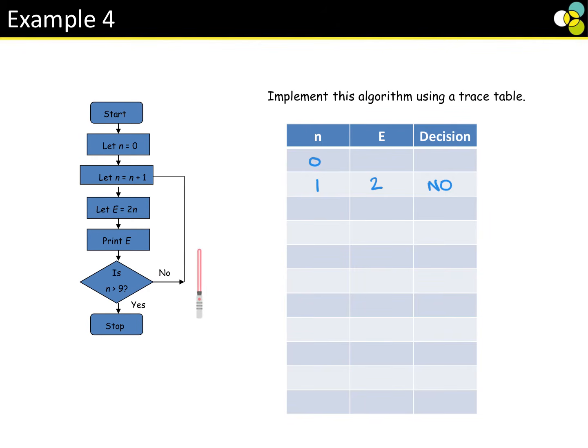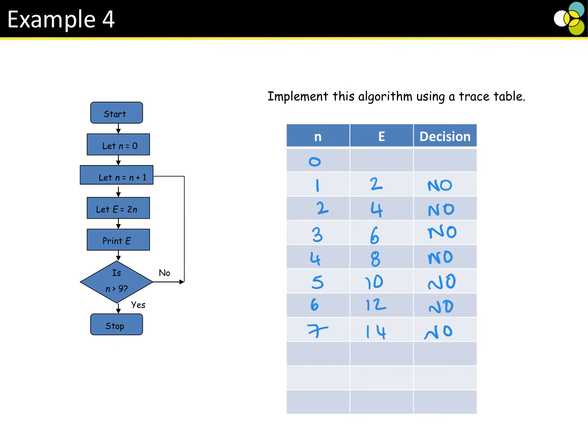Okay, and then as you can see, we follow the path back up. Let n equal n plus 1. 2. E equals 2n. 4. Print e. Is n greater than 9? No. Then we go back. N equals n plus 1. 3. 3 times 2, 6. N is not greater than 9 yet. 4, 8, no. 5, 10, no. 6, 12, no. 7, 14, no. 8, 16, no.